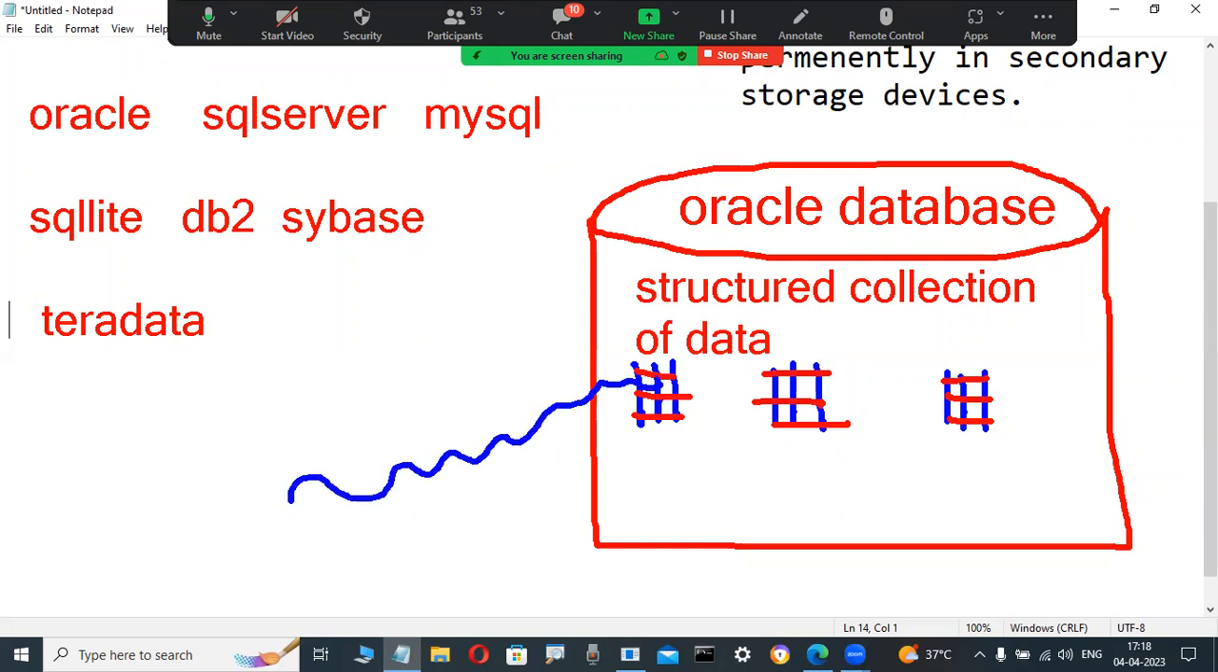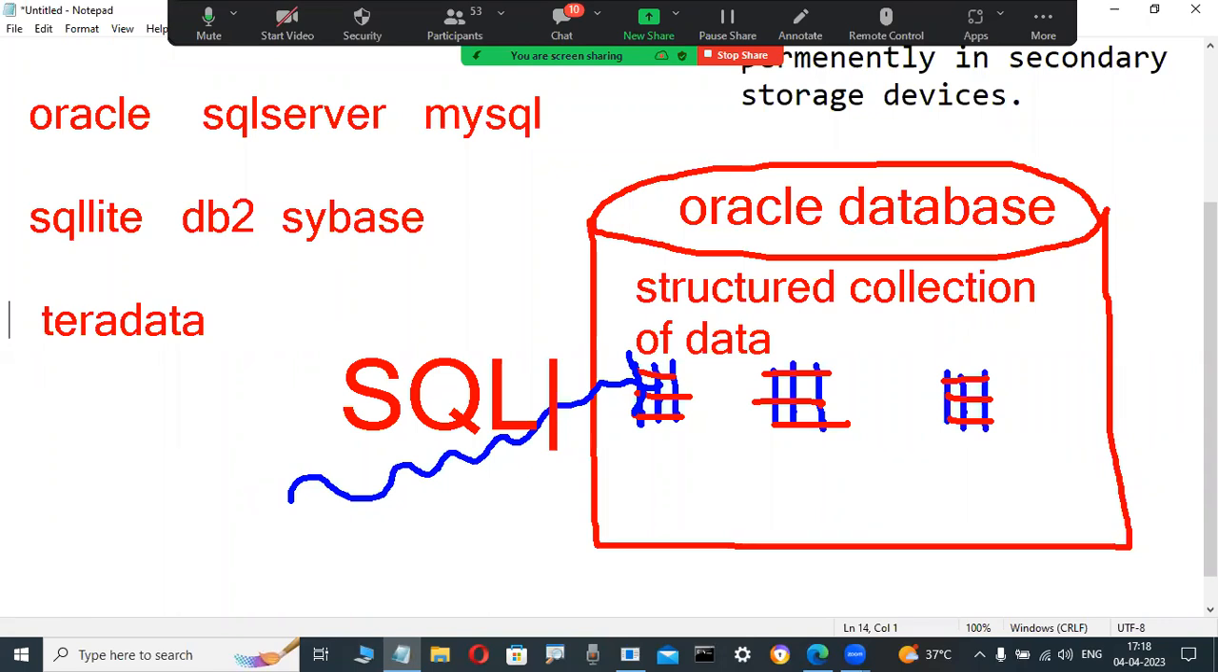Operating the data in these databases means only one language is used. What is that language? Very good. SQL, Structured Query Language. One language is required to operate this data. To operate this type of relational database, one language is required, and that language's name is SQL, Structured Query Language.